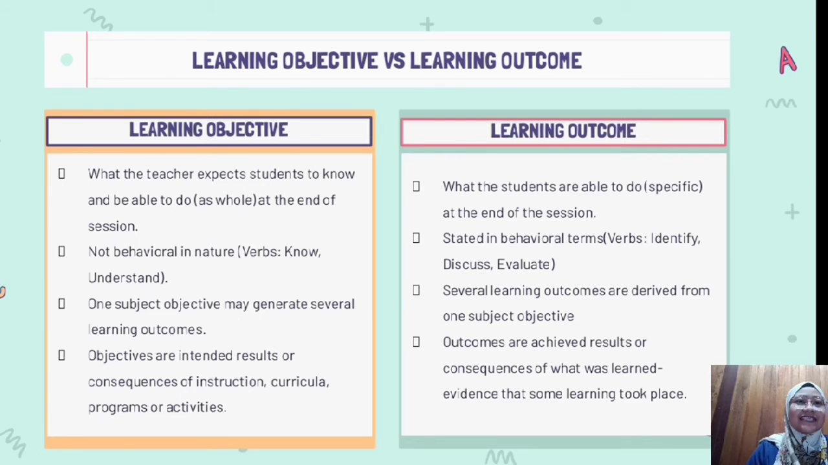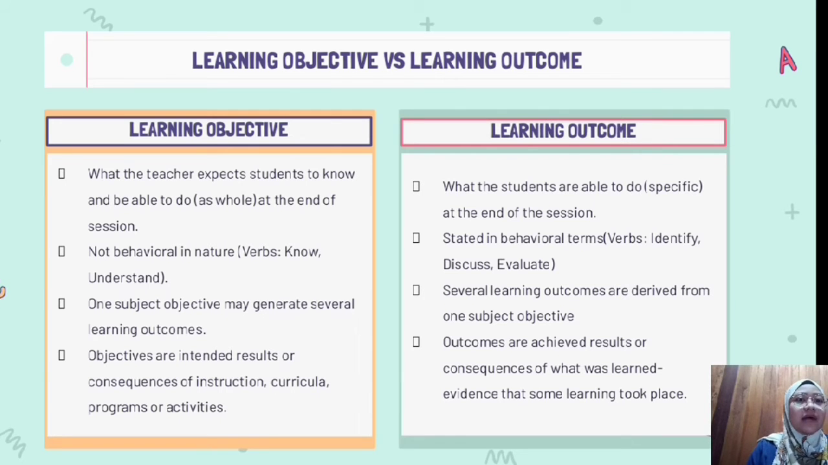So this is learning objective versus learning outcome. A learning objective is what the teacher expects students to know and be able to do as a whole at the end of the session. It is not behavioral in nature, and the verbs used are know and understand. One subject objective may generate several learning outcomes. So how general it is, right? Objectives are the intended results or consequences of instruction, curricula, programs, and activities.